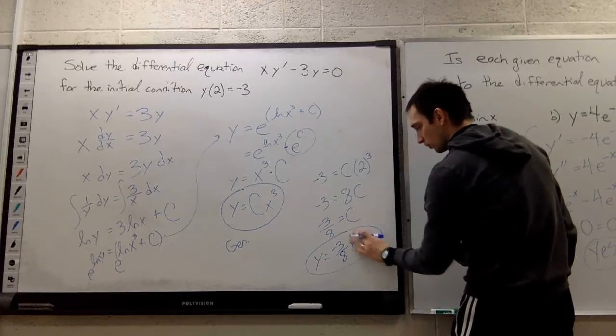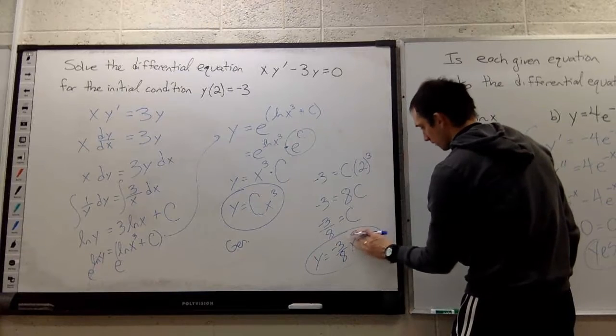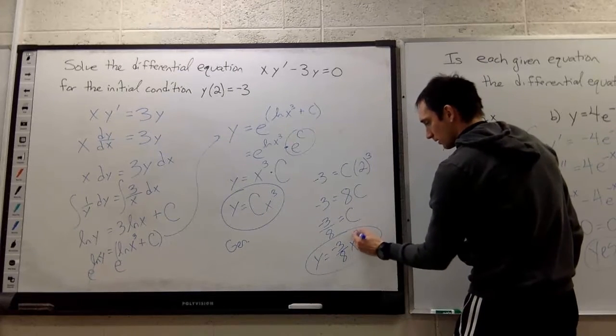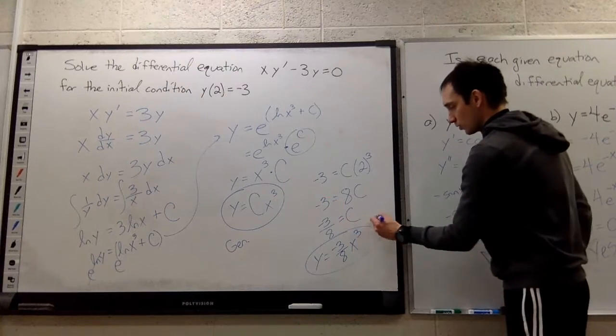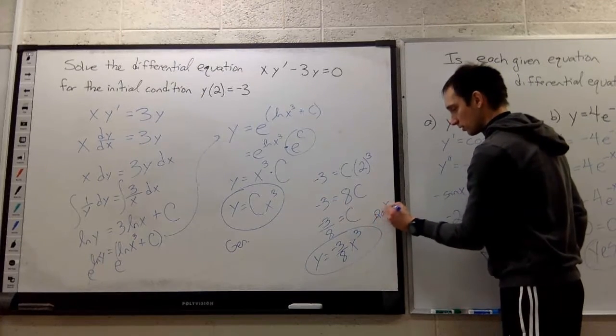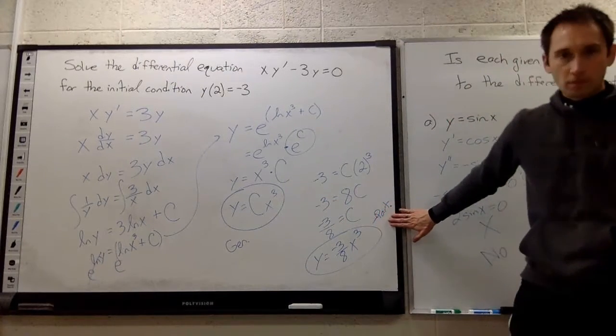It's not a very good cube. Let me make that better. Oh, that's not right. Let's go on. There you go. All right, so -3/8 times x cubed. That is your particular solution. I'll just call that part for particular.